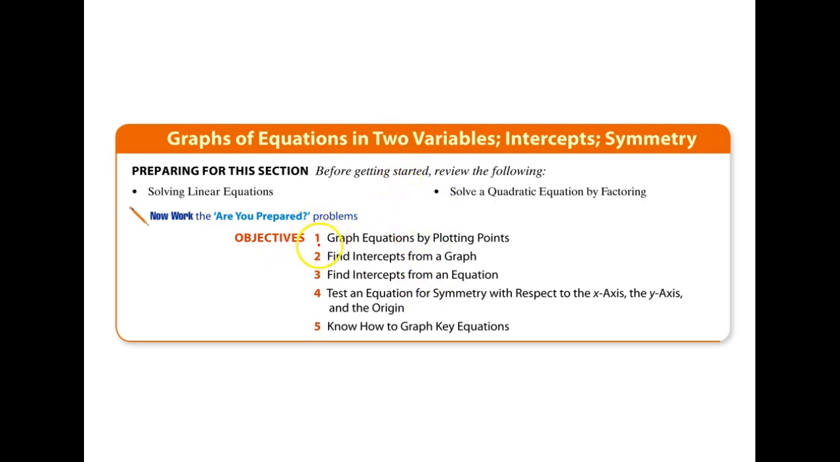First, we were graphing equations by plotting points. Then we looked at a graph to find the intercepts, the x and y intercepts. Then I figured out how I could find those intercepts from an equation by setting x equal to 0 and y equal to 0 and solving. Then we looked at how to test for symmetry over the x-axis, the y-axis, and the origin. And then we looked at some key equations that we're going to continue to use. So that is all of our information for section 1.2.